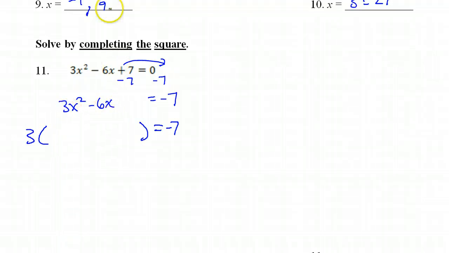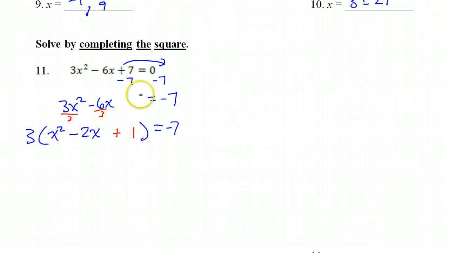Okay, now I'm dividing, right? Because it's 3, I'm dividing by 3. And that tells me what to put inside. So these 3's cancel, so I have x squared. Negative 6 divided by 3 is negative 2, so I have negative 2x. Okay, you have to do that first. Now we do half the middle squared. Half of 2 is 1. 1 squared is 1. So instead of a 9, I'm doing plus 1 on the left.